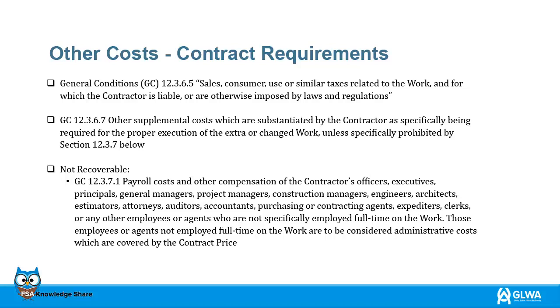Not recoverable, GC 12.3.7.1. Payroll costs and other compensation of the contractor's officers, executives, principals, general managers, project managers, construction managers, engineers, architects, estimators, attorneys, auditors, accountants, purchasing or contracting agents, expediters, clerks, or any other employees or agents who are not specifically employed full-time on the work. Those employees or agents not employed full-time on the work are to be considered administrative costs which are covered by the contract price.